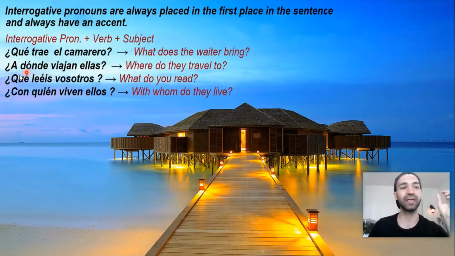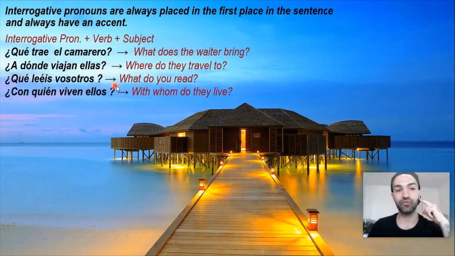Another example, ¿A dónde viajan ellas? Where do they travel to? ¿A dónde is the interrogative pronoun, viajan is the verb, and ellas is the subject. So first interrogative pronoun, then verb, then subject.